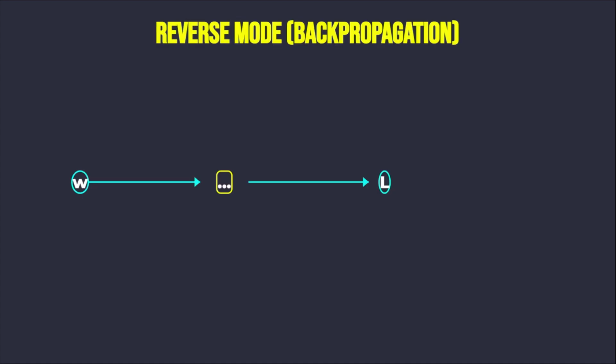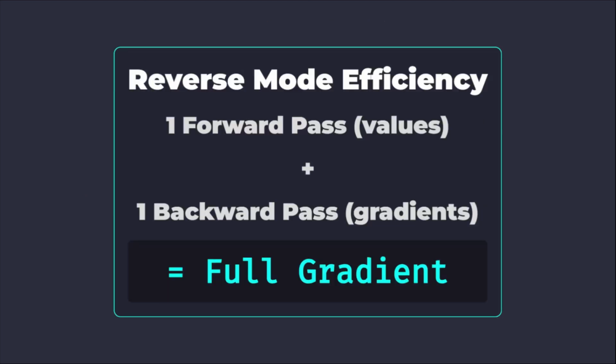Reverse mode automatic differentiation, universally known as backpropagation in deep learning, solves the scaling problem. It is efficient when the number of outputs m is small compared to the number of inputs n. Instead of propagating tangents forward, reverse mode starts at the scalar output, the loss function, and propagates derivative information backward toward the inputs. The derivative of the output with respect to an intermediate variable is called the adjoint. The backward pass calculates the adjoints by traversing the computational graph in reverse order, applying the chain rule at each node, using the stored intermediate values from the forward pass.